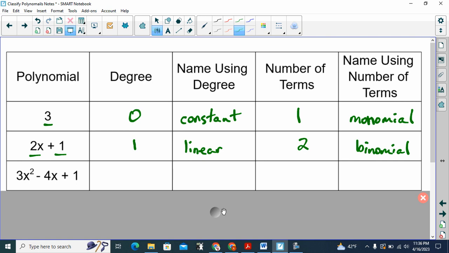3x squared minus 4x plus 1. Degree is the highest exponent, which in this case is 2. If the degree is 2, we call it a quadratic function. There are 3 terms to that polynomial, making it a trinomial.